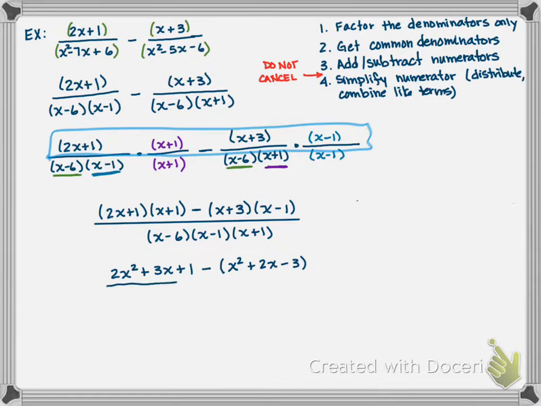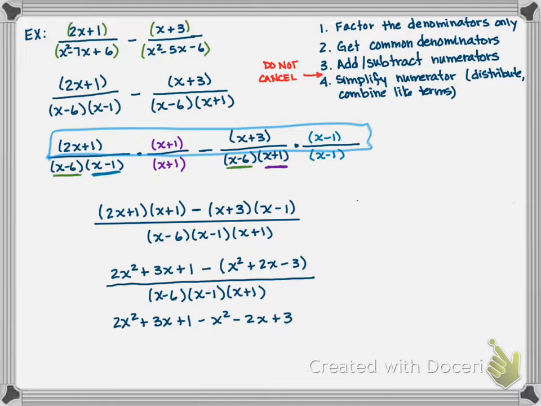So this is over my common denominator. And then to combine like terms, I have to distribute that negative. So we have 2x squared plus 3x plus 1 minus x squared minus 2x plus 3, all over our common denominator.